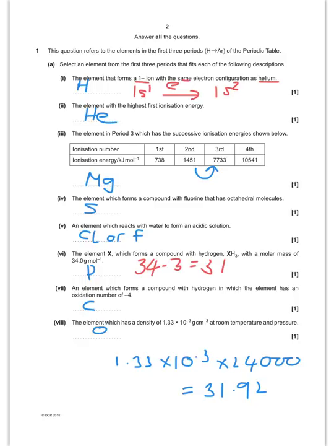Element that forms a compound with hydrogen in which the element has an oxidation number of -4. That is going to be methane, the compound methane, so the element is carbon.